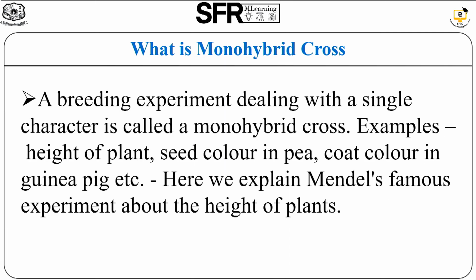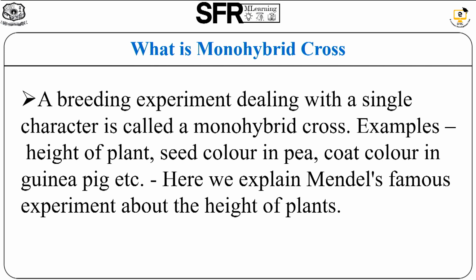A breeding experiment dealing with a single character is called a monohybrid cross. The best examples are the height of a plant, seed color in pea, coat color, and so on. These are examples of a monohybrid cross.